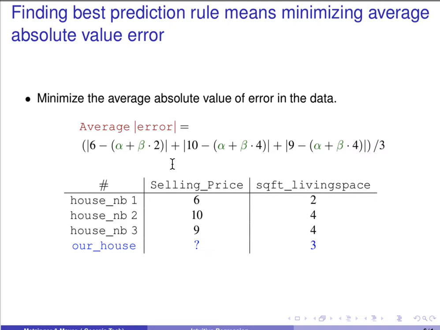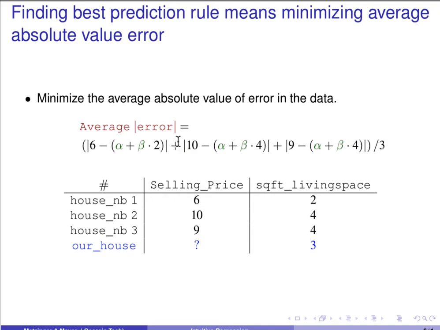For example, with alpha and beta given, the prediction for the first house would be alpha plus beta times 2, since the square feet of living space is 2 and the selling price is 6. So the error there is 6 minus (alpha plus beta times 2), and we take the absolute value. Then we average over all three houses: we calculate the error of the second, the third, and divide by 3. That's the average error.